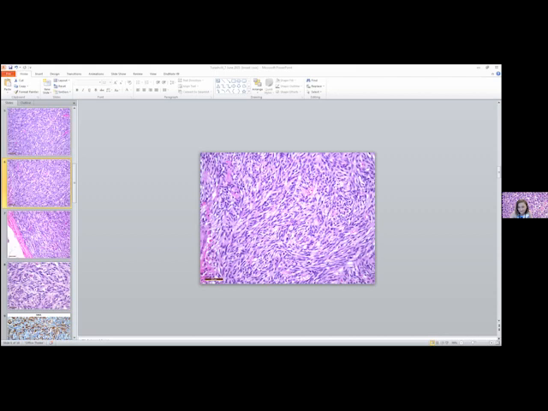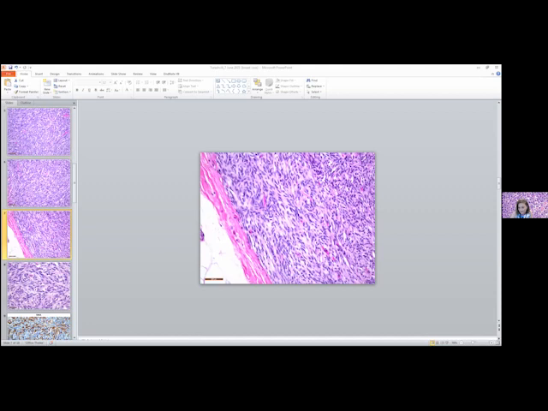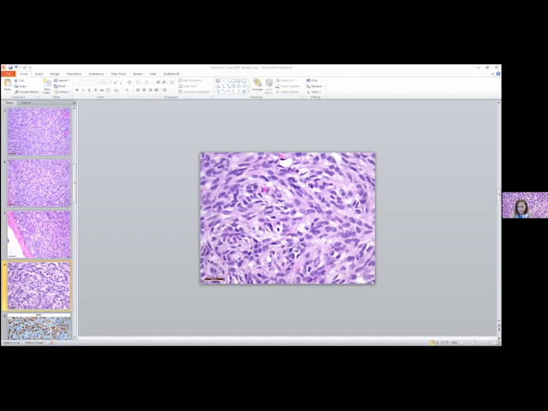There is another field of view, and there was some description of possibly storiform, possibly even herringbone pattern of growth, but I think overall we can say that there are intersecting fascicles of spindle cells. This is just to show again the border of the tumor and how well circumscribed it is, and it has this thin rim of fibrous tissue. And this is probably the highest power picture that I have. Again, there is some cytologic atypia, but no marked atypia, and there are some mast cells scattered throughout the lesion.